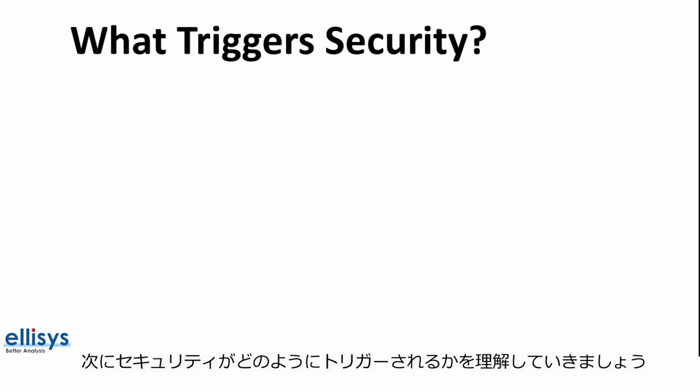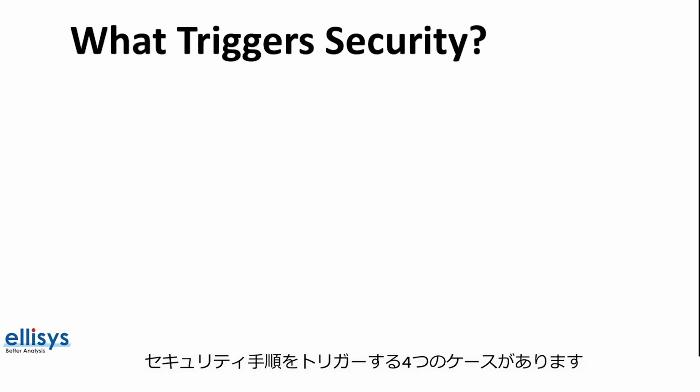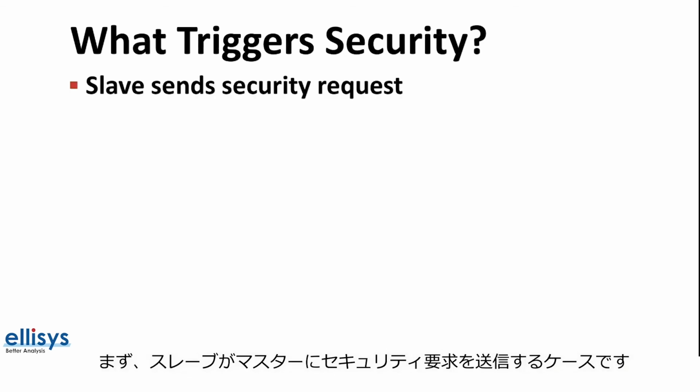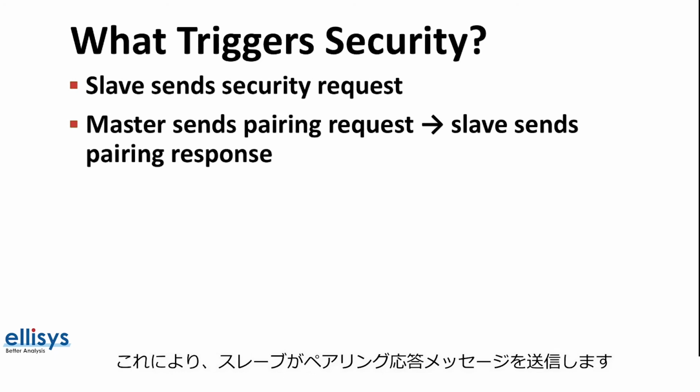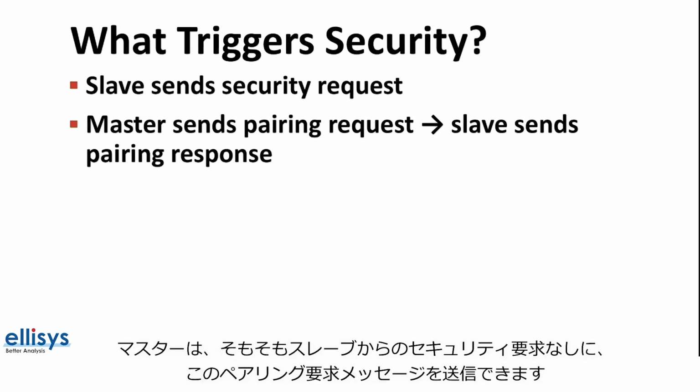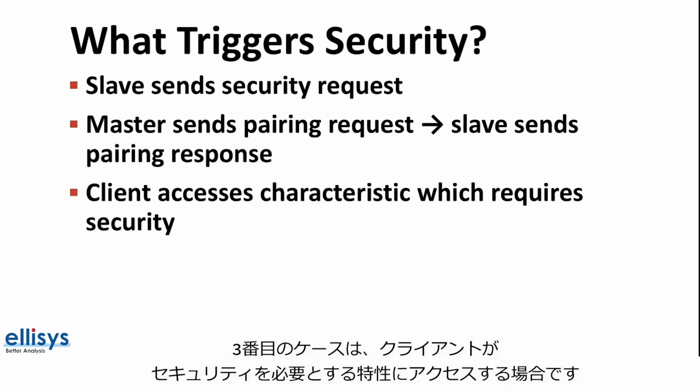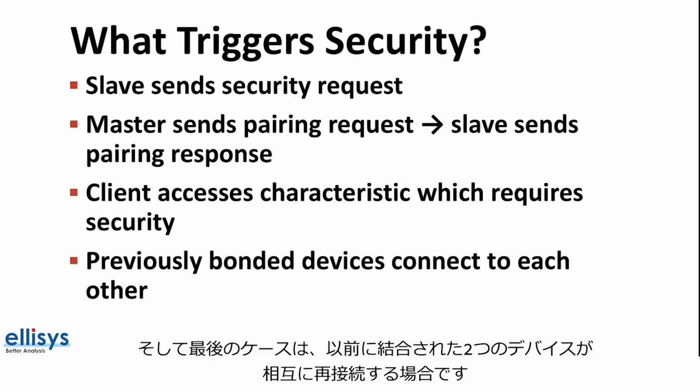security is triggered. There are four cases that trigger the security procedure. First, a slave may send a security request to the master, to which the master may respond with a pairing request. This triggers the slave sending a pairing response message. The master may send this pairing request message without a security request coming from the slave in the first place. The third case is when a client accesses a characteristic that requires security. And the last case is when two previously bonded devices reconnect with each other.